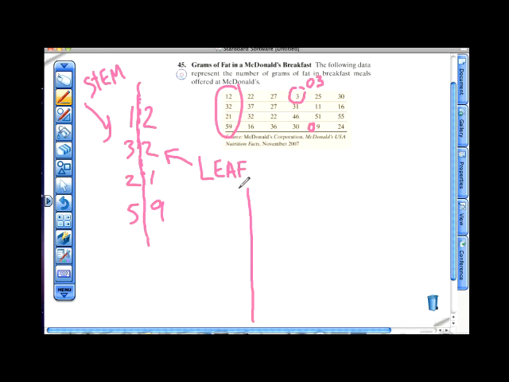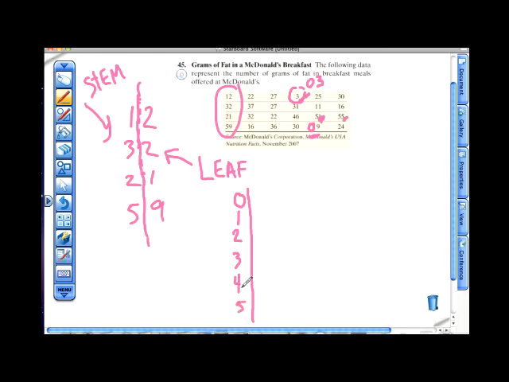So we start at 0 to capture these guys, and then we're going to go up to 50, which is our largest tens place. Wait, yeah, that is the tens place. So the stem is the tens place in this case. So we have 0, 1, 2, 3, 4, and 5.